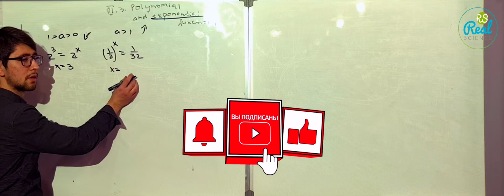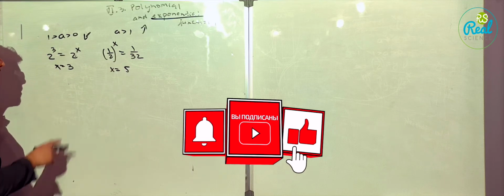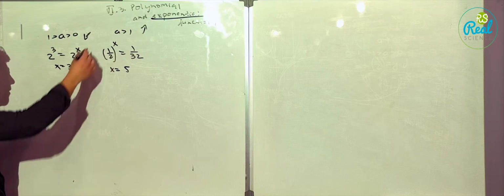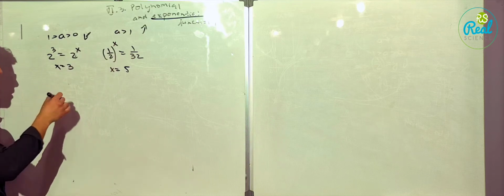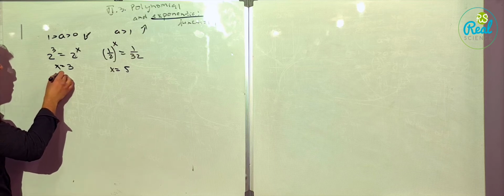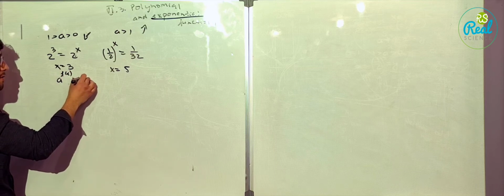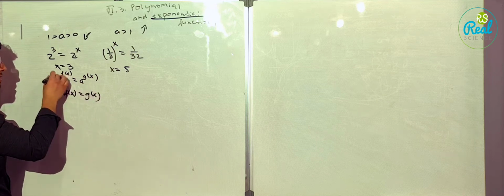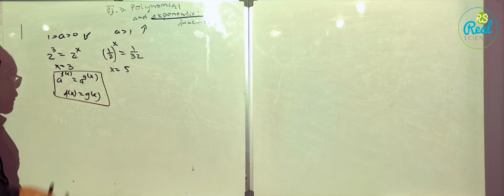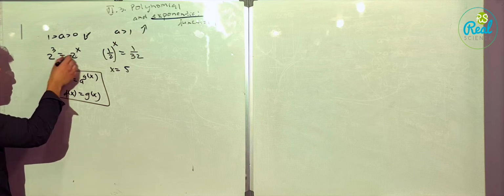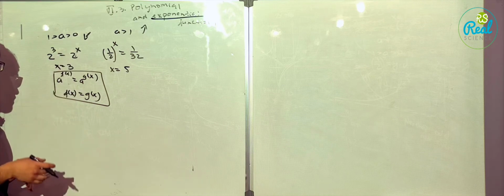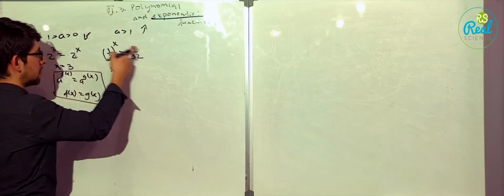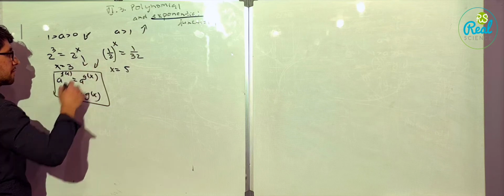No. 5, yes? Meaning that you are just dropping their bases and equalizing their exponents when their bases are the same. In general, a to the power of f(x) equals a to the power of g(x) means f(x) equals g(x) when your bases are the same. You just drop their bases if you have brought them into the same base. What about inequality? For inequality, it changes.